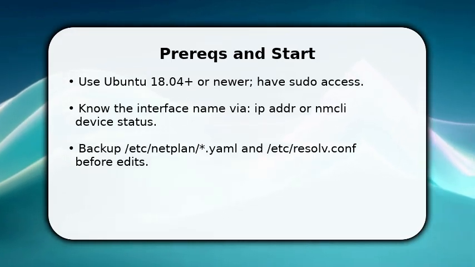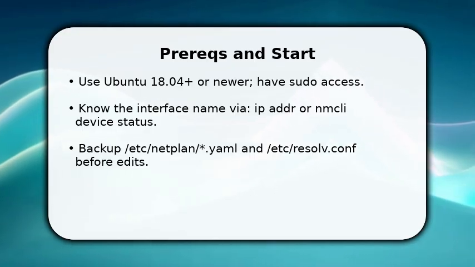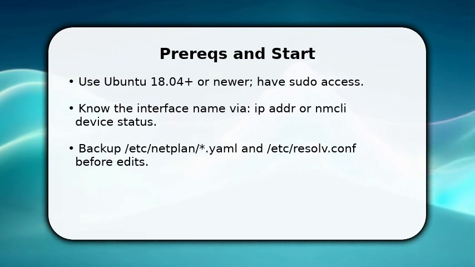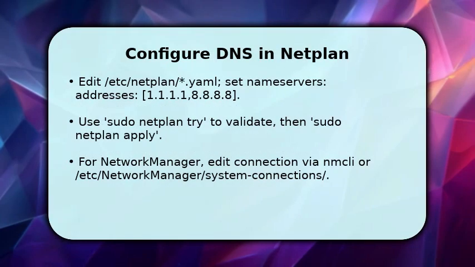You edit immediately to avoid guesswork. Open the netplan YAML for your interface. Make small controlled changes. This gets you into a system state where DNS can be deterministically configured and safely reverted if needed. You now configure DNS in netplan by editing the YAML for your interface.